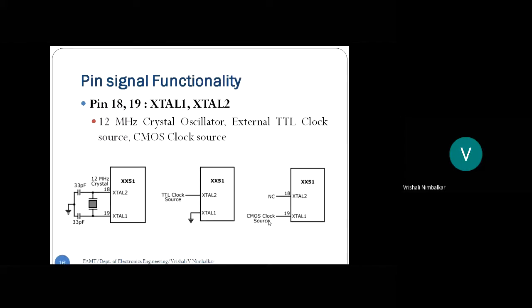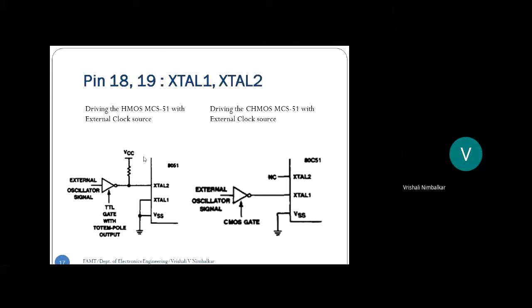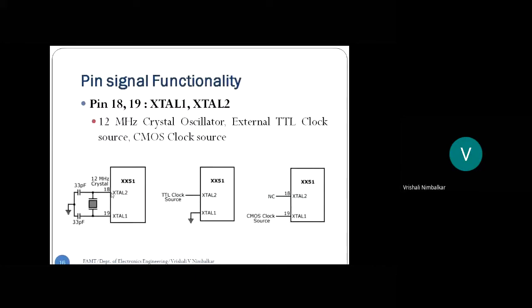Or you can connect some square wave coming from a CMOS circuit. CMOS is MOSFET. So if it is a TTL circuit, you connect it to XTAL2, whereas XTAL1 is grounded. If you connect a CMOS square wave, you connect it to pin number 19, whereas the other pin 18 is kept unconnected. Hope you all are getting me, students. So there are three options to give a clock input to the microcontroller. Is that okay? So I said one is a crystal oscillator, second is some TTL clock.